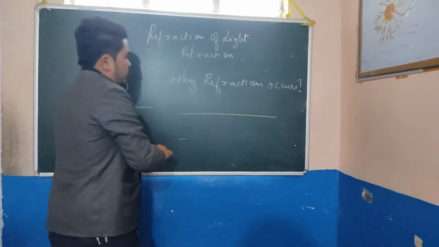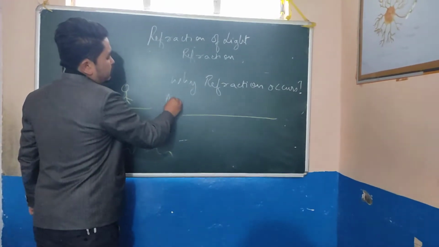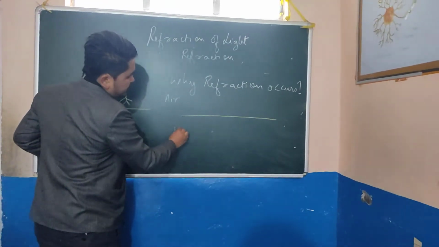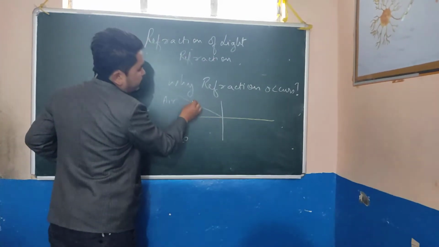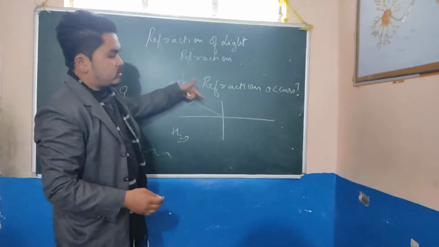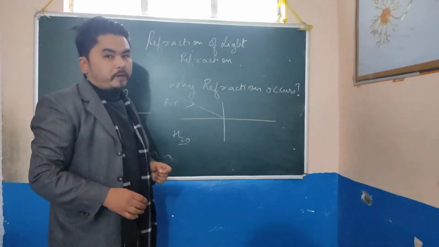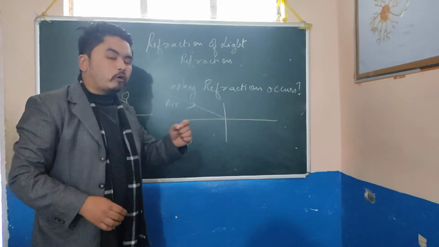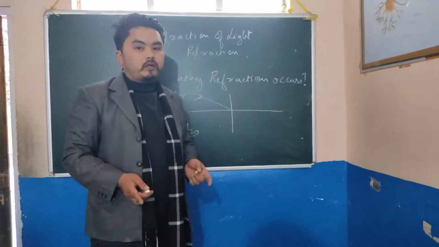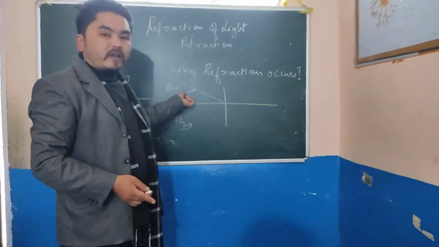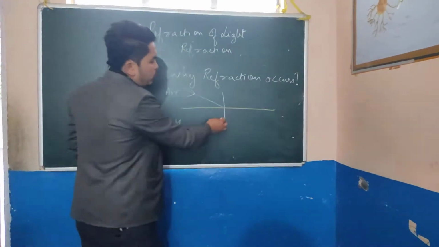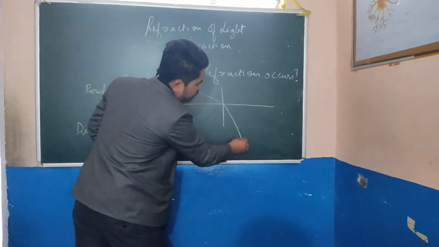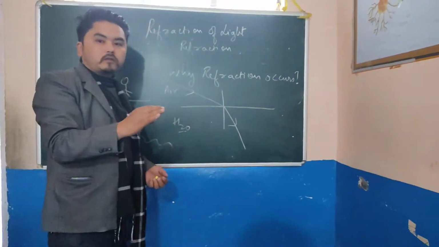A ray of light is coming from air and it is entering water. When it's coming through air, the ray of light is very fast. There is no obstacle to stop it, and the molecules are very, very far apart. It's an optically rarer medium. But as it enters the water, the speed will decrease.